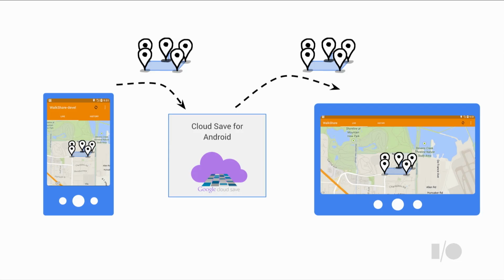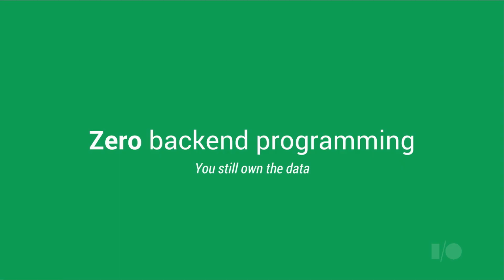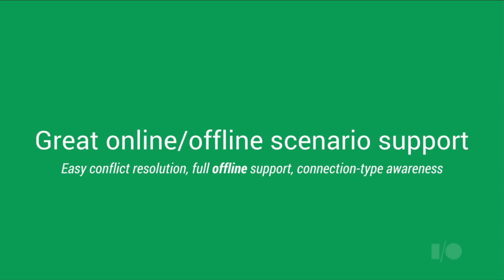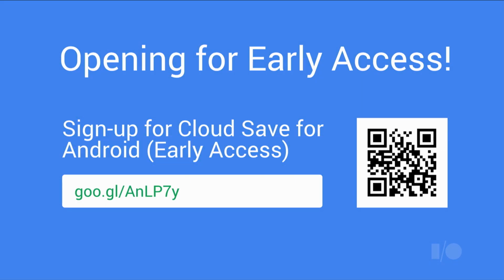Thanks so much, guys. You're very generous with the clapping. Let me super quickly summarize what we've seen so far. All of the code that I touched in Android Studio was client-side code, so no backend programming was involved. We still had access to the data using Cloud Datastore. And as Jatin described earlier, Cloud Save comes with really good online and offline scenario support, so things like conflict resolution, background synchronization, knowledge of whether you're on a cellular connection or Wi-Fi, and so on. Today, we're excited to open Cloud Save via an early access program to a limited set of initial users.